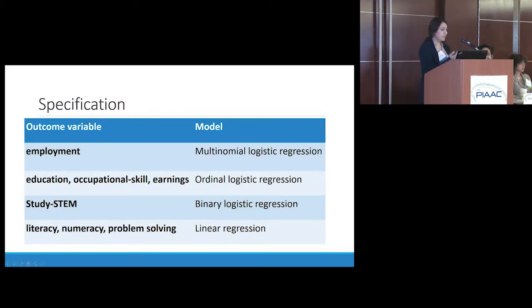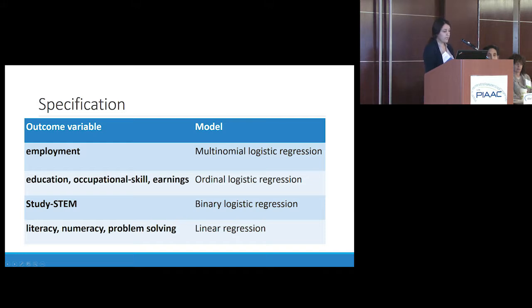About the specification, as we talked, we use different outcome variables, and these have different structures, so based on those structures we had to use different specifications and models for them. For example, employment takes values of employed, unemployed, and out of the labor force. So the best model we could use was multinomial logistic regression.